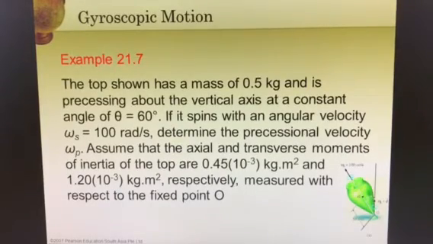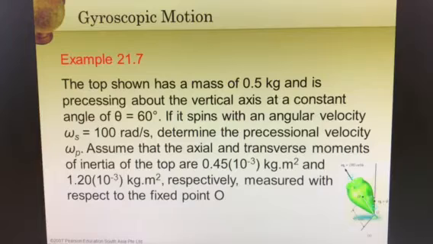Now we go to example. For the first example, go through this question. The top shown has a mass of 0.5 kilogram. So this top at the right is precessing about the vertical axis at a constant angle of theta equal to 60 degrees.